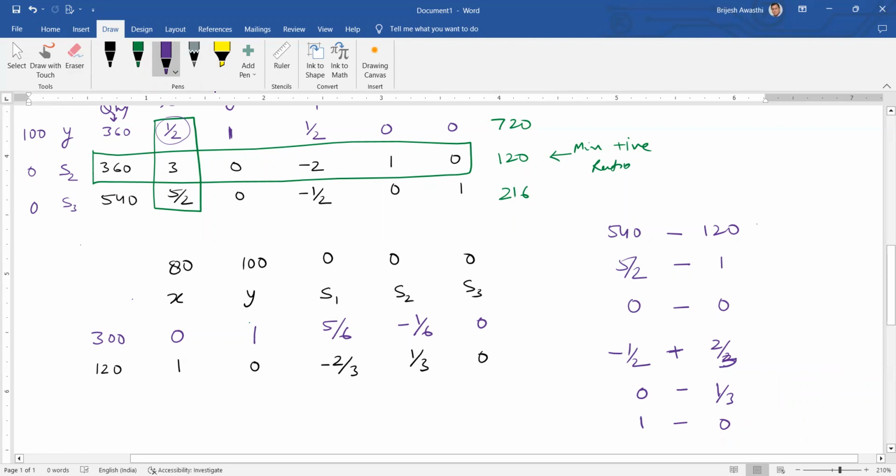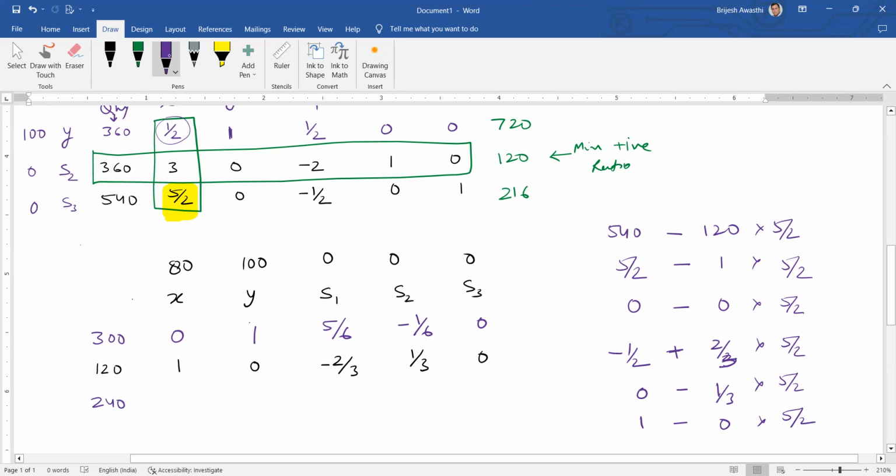Then what? New key row, new values. Multiply by the key column number of the changing row. That is what? 5 by 2. Because I'm going to change the third row, and the key column value in the third row is 5 by 2. So I'm going to multiply by 5 by 2. Now, 120 multiplied by 5 by 2 is what? 300. 540 minus 300. 240.